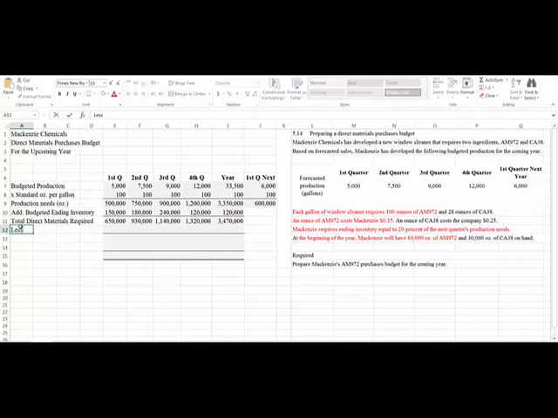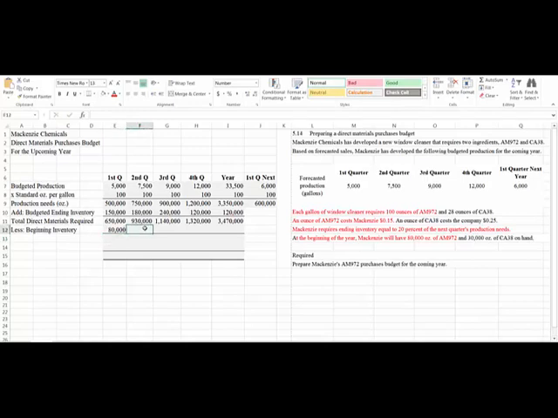So let's subtract our beginning inventory. All right, so at the beginning of the first quarter, our beginning inventory is equal to 80,000 ounces. They've given that information to us. Add a 0 there. Okay.